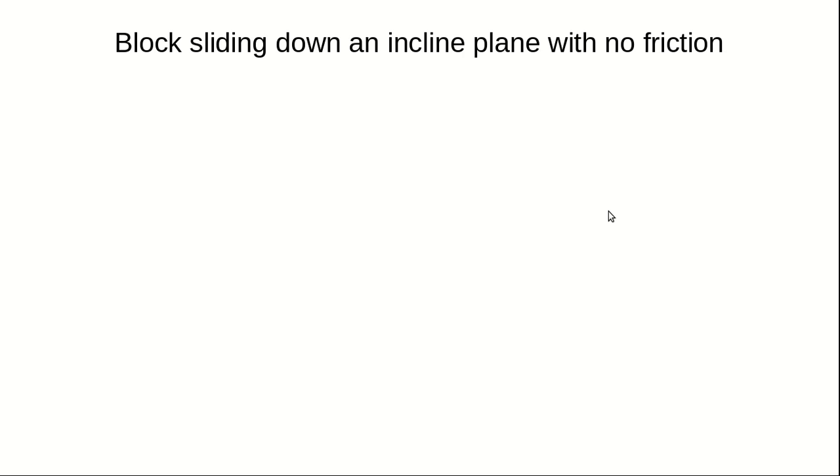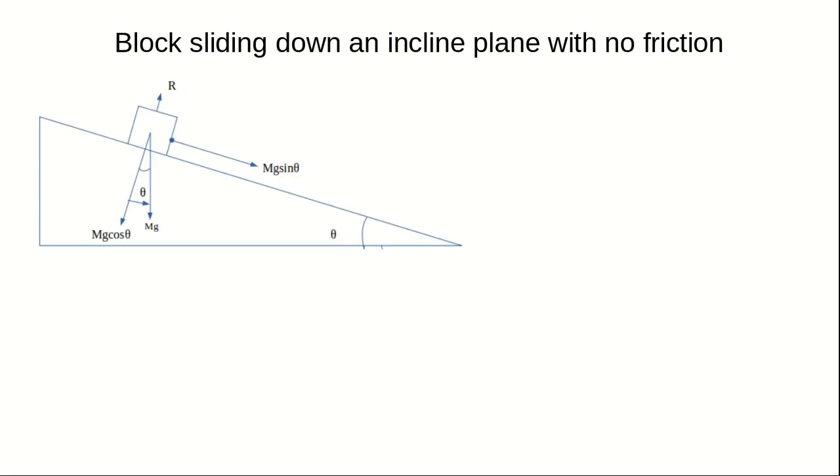In this video, we are going to learn how to derive various equations governing blocks sliding down an inclined plane for different situations. The first one we are going to be looking at is a block sliding down an inclined plane with no friction. This is a diagram that depicts such a scenario. We see the block sliding down this direction.